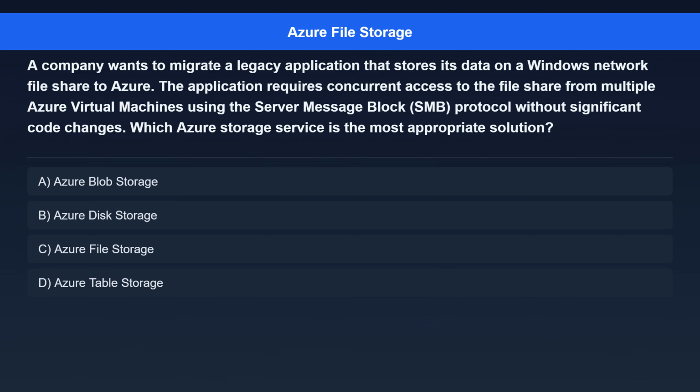Question 1. A company wants to migrate a legacy application that stores its data on a Windows network file share to Azure. The application requires concurrent access to the file share from multiple Azure virtual machines using the Server Message Block (SMB) protocol without significant code changes. Which Azure storage service is the most appropriate solution?